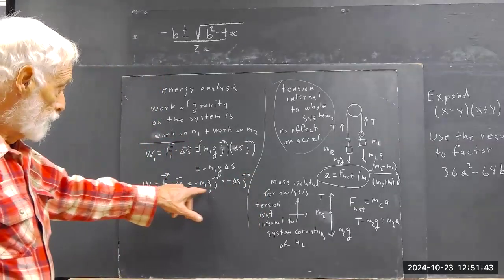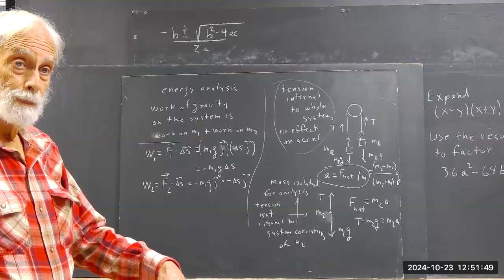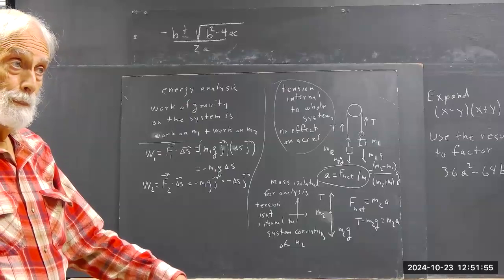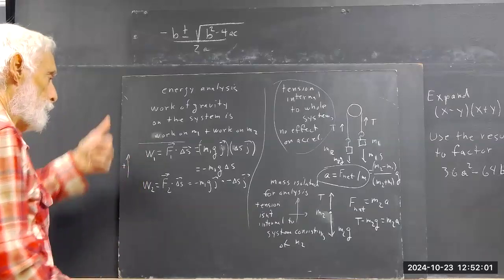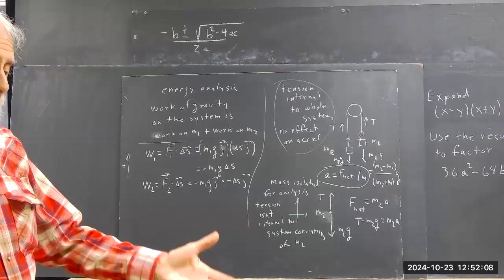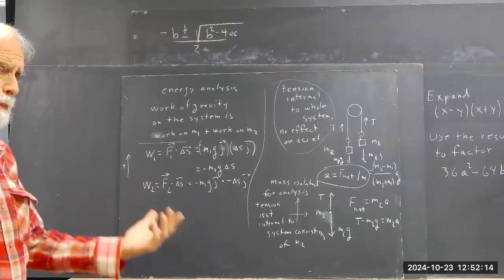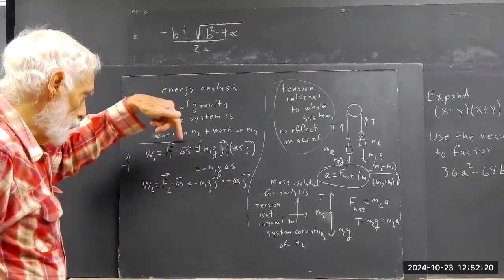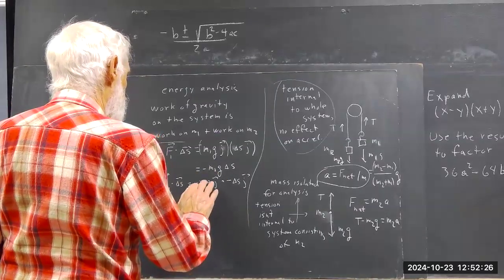Formally, it's a negative force exerted by gravity and a negative displacement. Okay? And just to make sure we understand, up is positive. You could choose down to be positive. Can't choose up to be down, but you can choose down to be positive. But we choose up because that's somehow more intuitive when we look at it. Okay. When we multiply the negative force by the negative displacement, and this should be M2G.